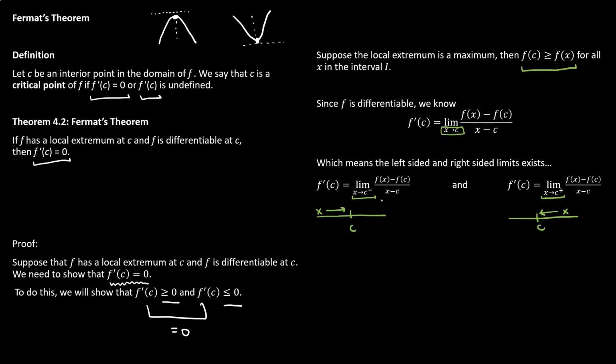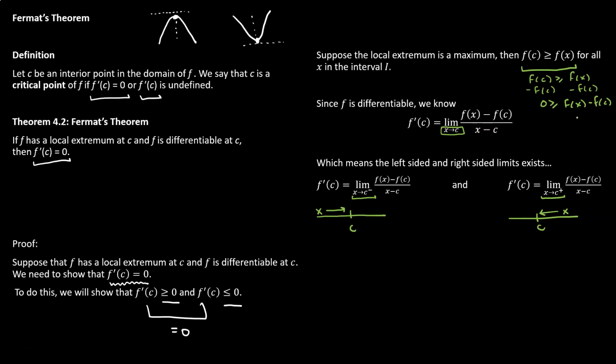For each one of these limits, we're going to make a substitution in the numerator. So our numerator in both cases is f of x minus f of c. And we happen to know something about how those two numbers relate to each other. At the top of the right screen, we have the inequality f of c is greater than or equal to f of x. We can subtract f of c from both sides and see that we have that f of x minus f of c is less than or equal to 0.